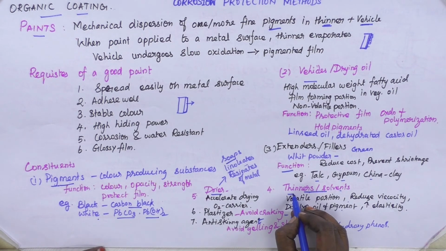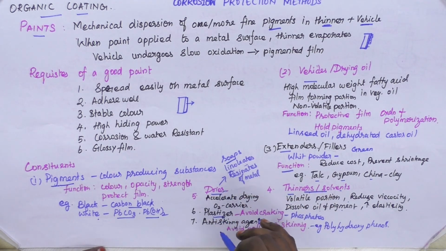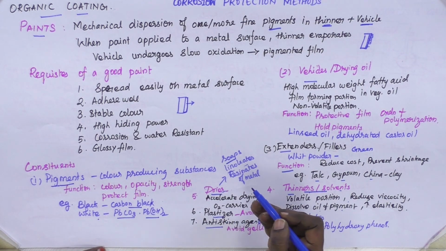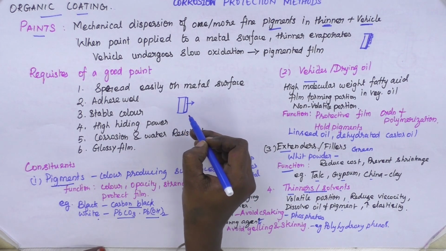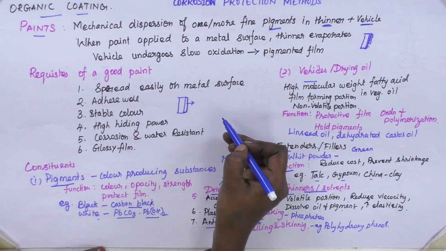This is the major part of a paint, and the minor constituents of the paint are extender, dryer, plasticizer and anti-skinning agent, which are all added in the preparation of the paint to make the paint film a fine, stable one, and to have a good look on the surface. These constituents are used in the preparation of the paint.